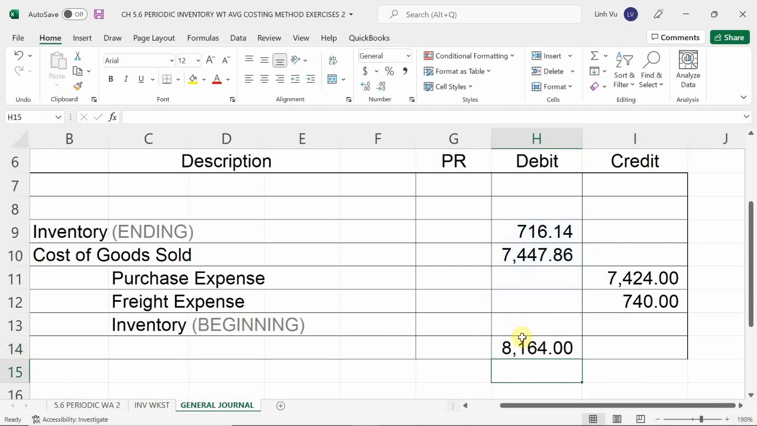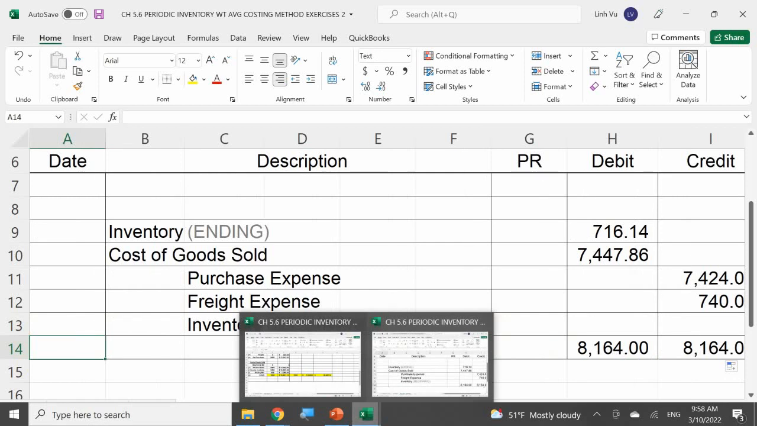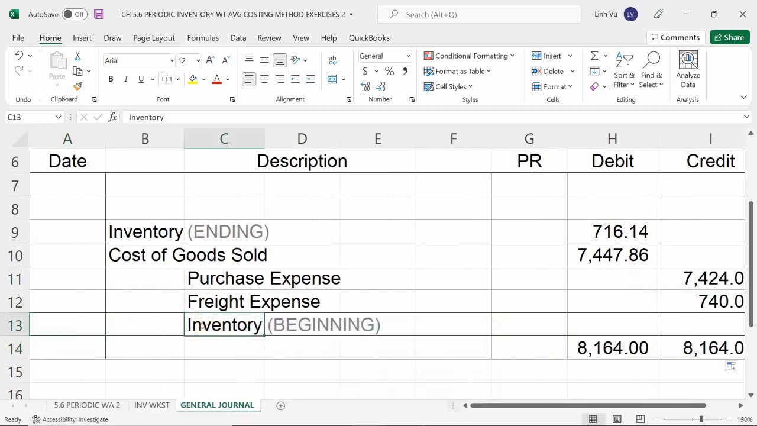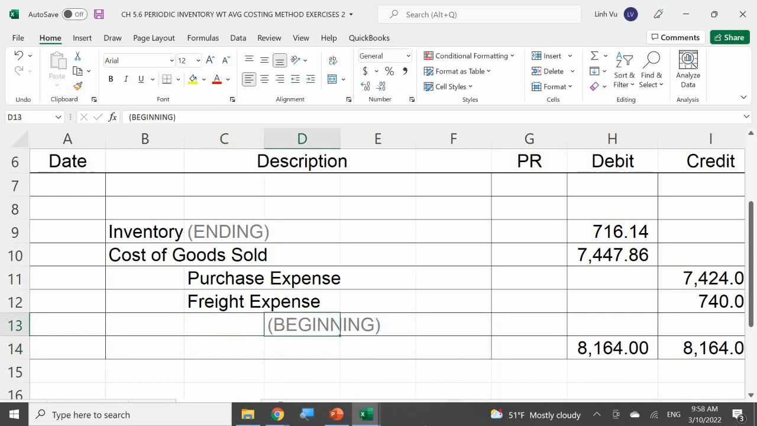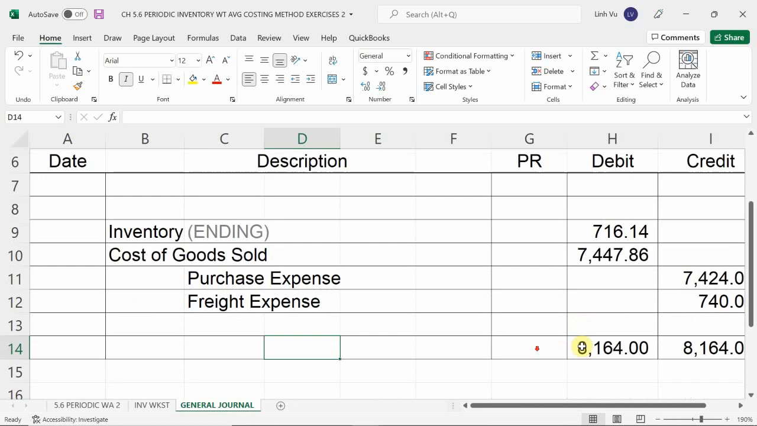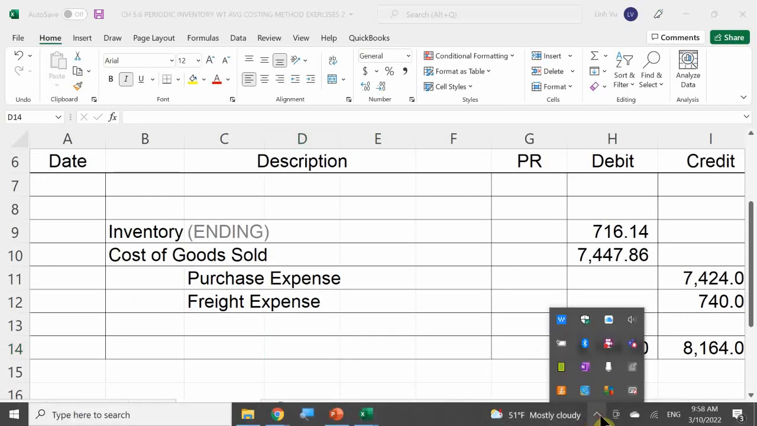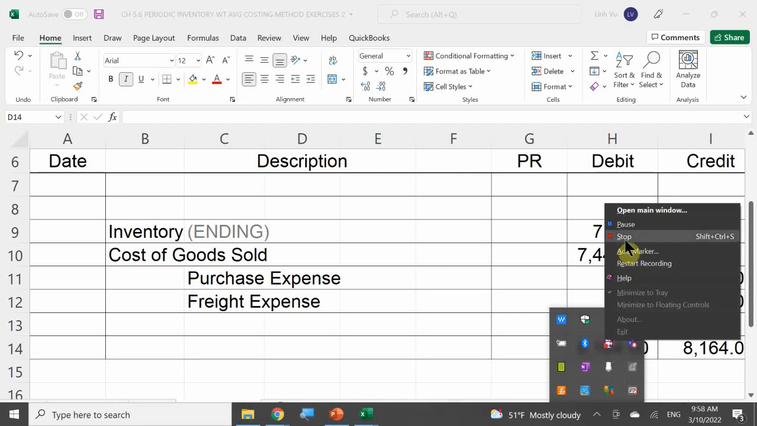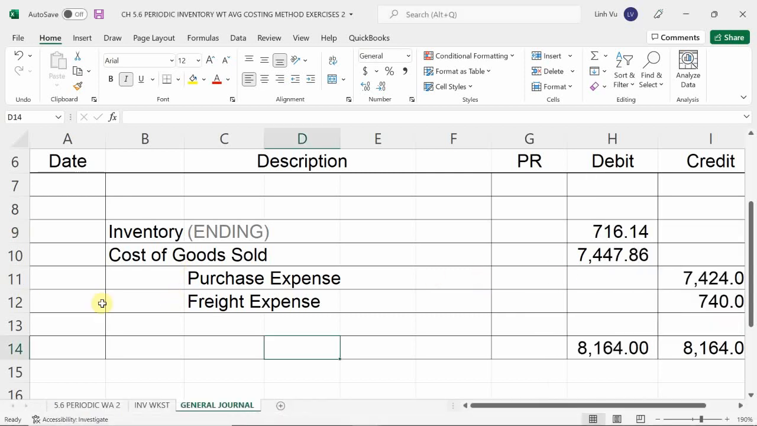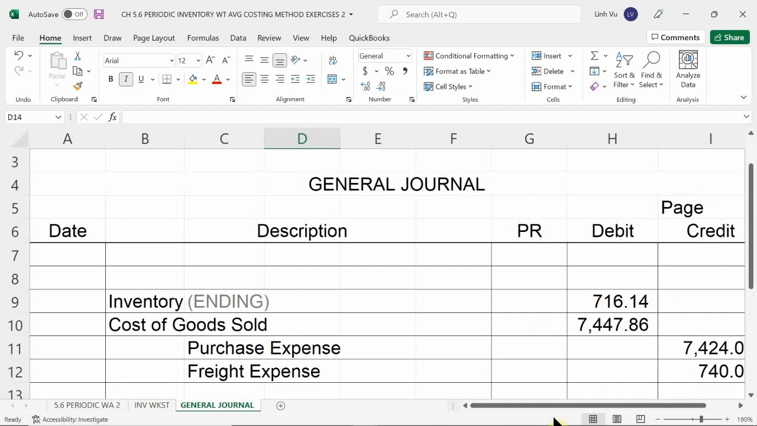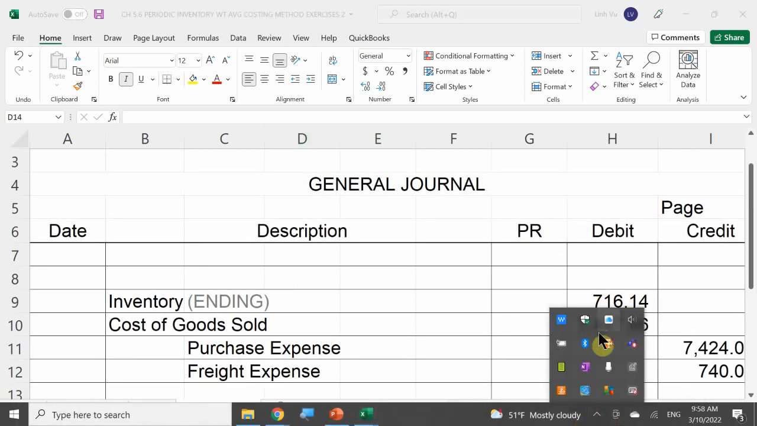So again, we're going to double check our work here. I got 8,164 on the left and 8,164 on the right. No beginning inventory because we didn't have beginning inventory. So if you don't have beginning inventory, this is unnecessary. All right, so that concludes chapter 5.6 here. Any questions in regards to calculating? We didn't have a beginning inventory? No beginning inventory. Huh. Thought we did. No beginning inventory.